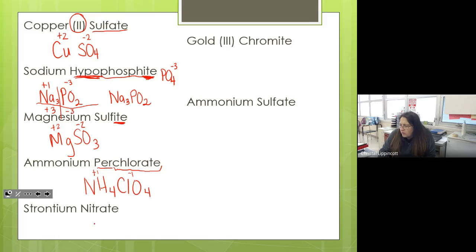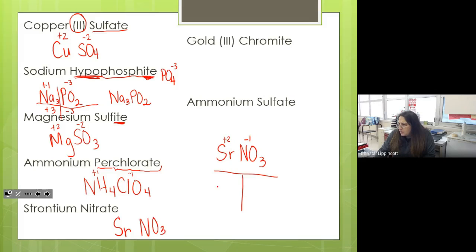Okay, strontium nitrate, Sr, and then I'm going to have my nitrate as NO3. Can you see that? You can't see that, can you? Sorry. Let's do it up here. Sr, NO3. This is a +2. This is a -1. So what do I have to do?